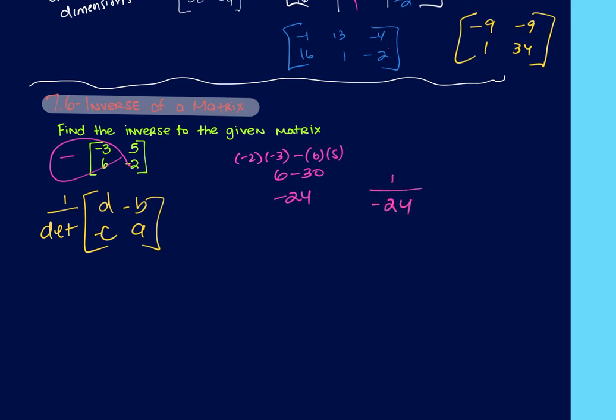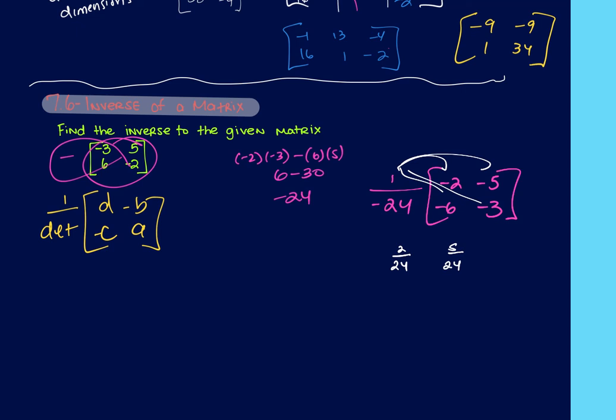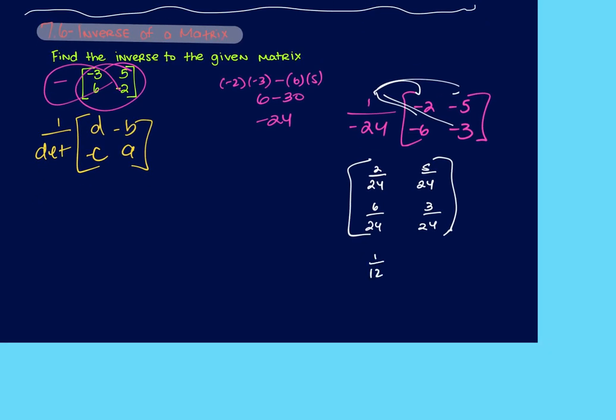And you take your 2 by 2. You switch the A and D, so the negative 2 and the 3 and the negative 3 switch positions. And you change the sign on the other two, so negative 5 and negative 6. And then we distribute in. So I'd get positive 2 over 24, positive 5 over 24, positive 6 over 24, and positive 3 over 24. And then you have to simplify every single one of those. So 1/12, 5/24 doesn't simplify, 6/24, 1/4, 3/24, 1/8. So if it can be simplified, it needs to be, and you want to be careful with your signs.